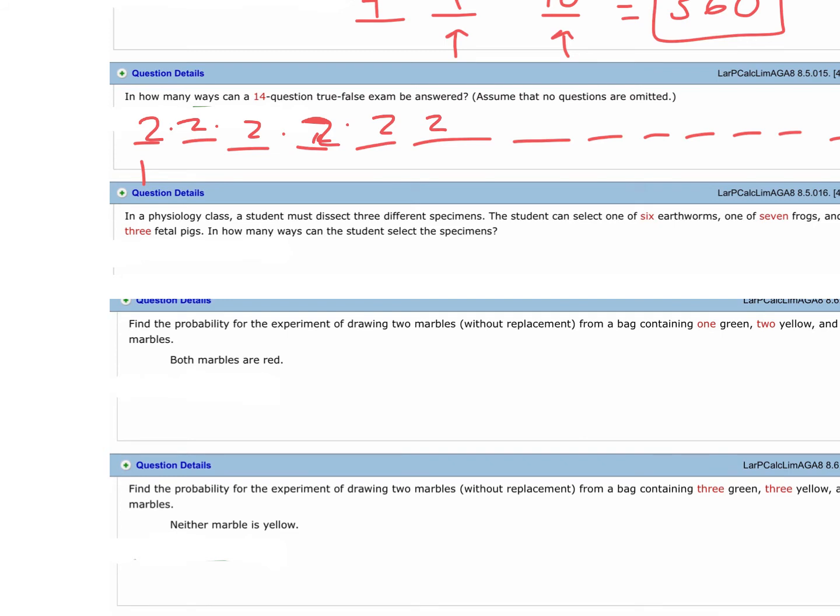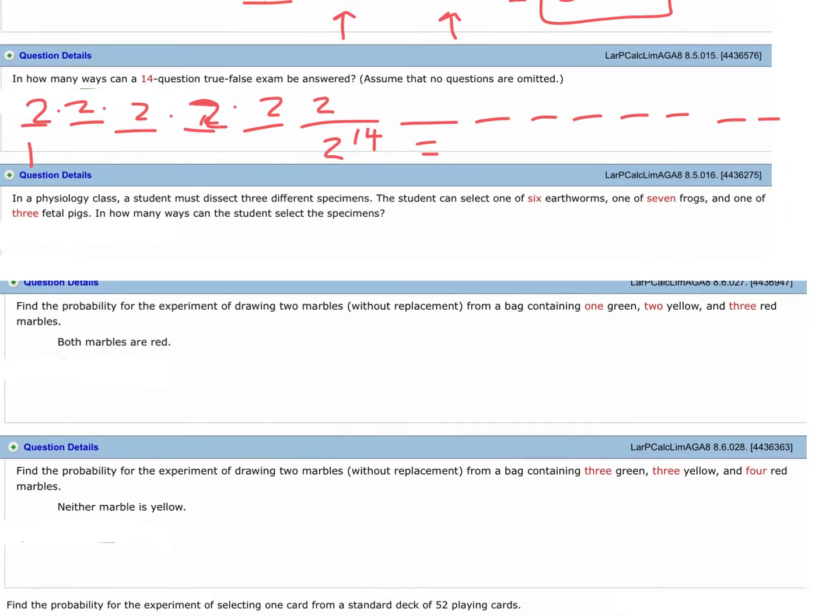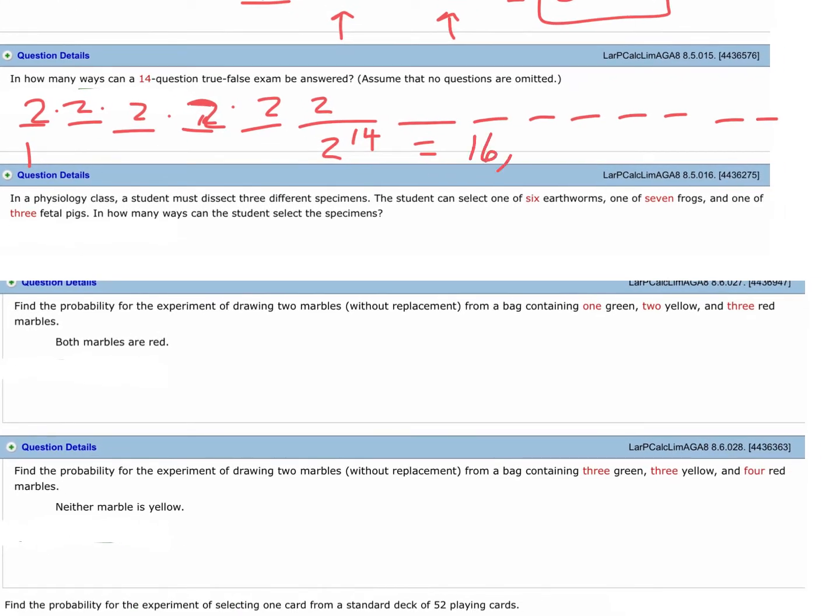So 2 times 2 times 2, so it says 2 to the 14th power, which when we put that into our calculator, we get 16,384. All of these are 2. Any questions?